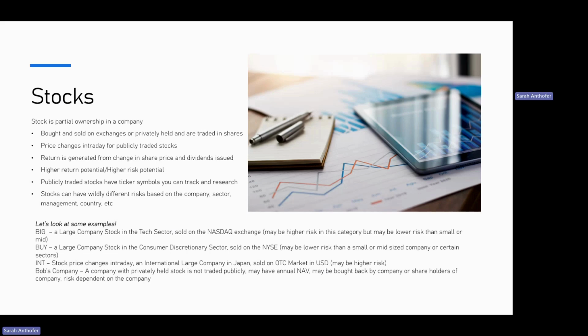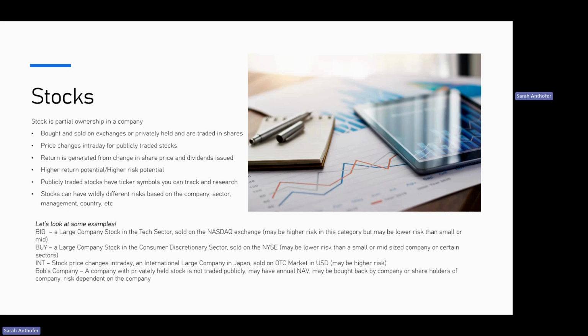Bob's company is my last example. This is a company with privately held stock, not traded publicly. They probably will have something called an annual NAV, which stands for net asset value. That's the price of the stock. They'll usually only set it once a year, and they'll buy back company stock from shareholders, and the risk is going to be dependent on the company that you're choosing.